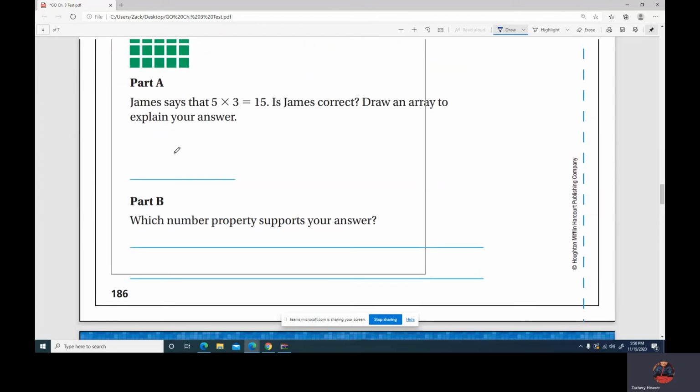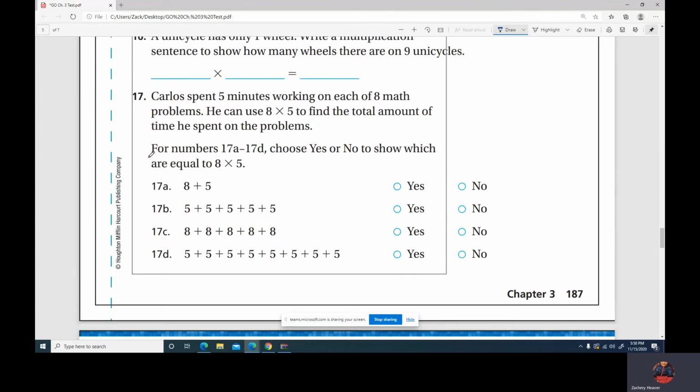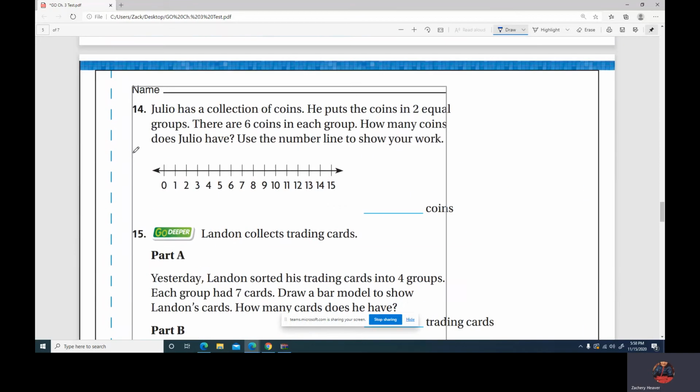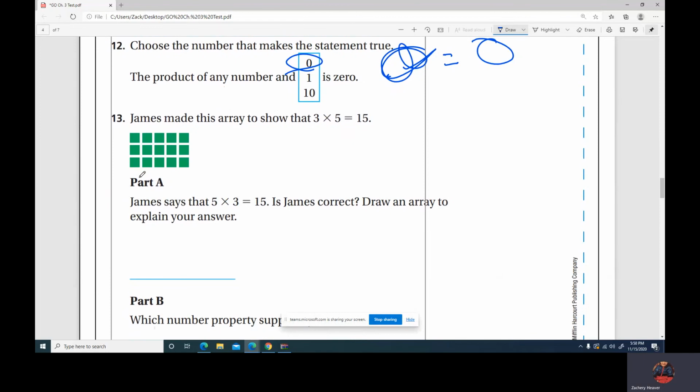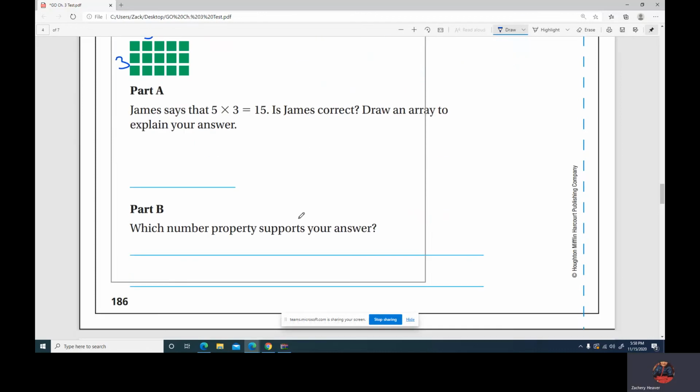Number 13. I'm going to do 13A and B, and I'll let you do the last 2 pages by yourself. And when you're finished with this, guys, you guys know to do ST and ST only. James made 3 times 5. So he has 3 down the side and 5 across the top. And that does equal 15. James says that 5 times 3 is correct. Draw an array to show your answer.